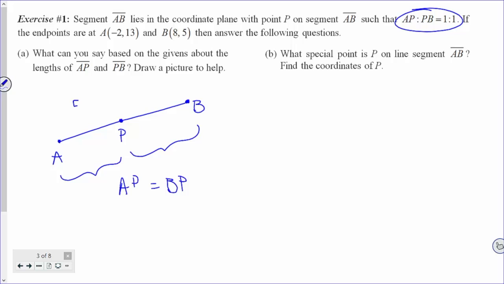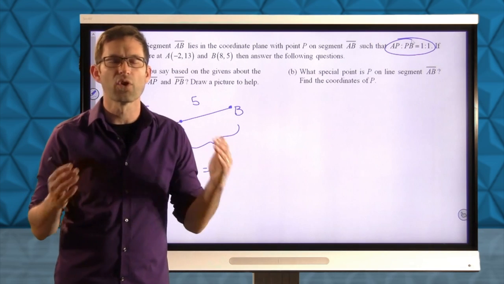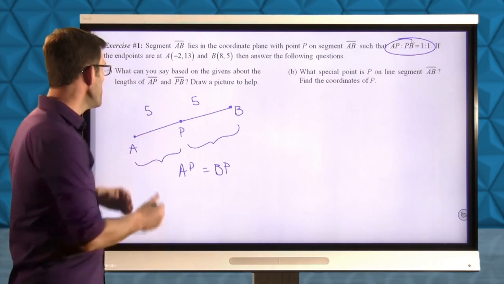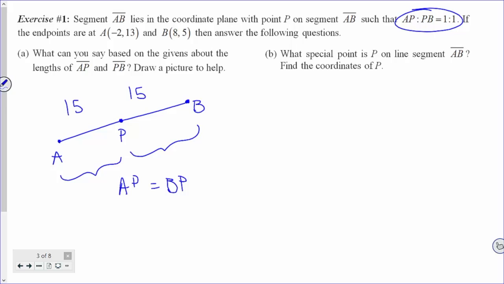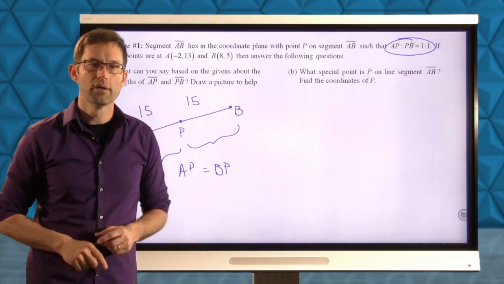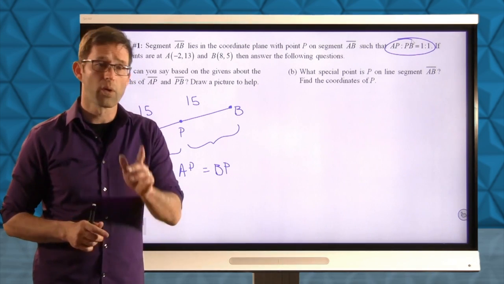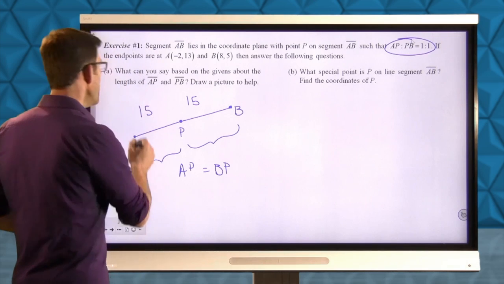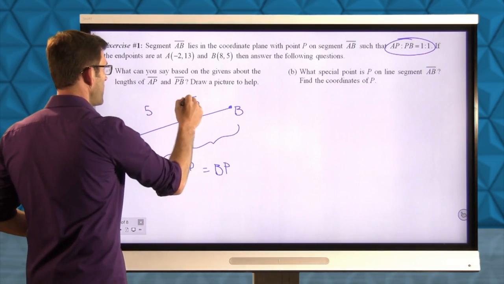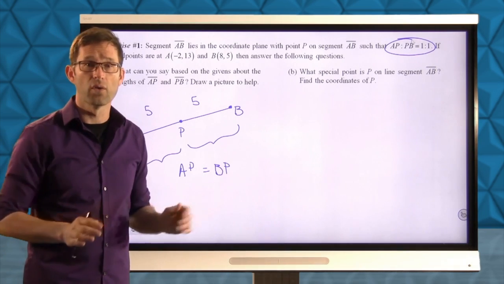So in other words, this could be 5 and this could be 5, because 5 to 5 is the same as 1 to 1. 1 to 1 means that they're equal to each other. They could both be 15, right? 15 to 15 equals 1 to 1. And they aren't a length of 1. We could certainly figure that out using the distance formula, but we're not going to. They just have to be the same length, that's all. I'll leave them as lengths of 5, even though they certainly aren't and don't need to be.